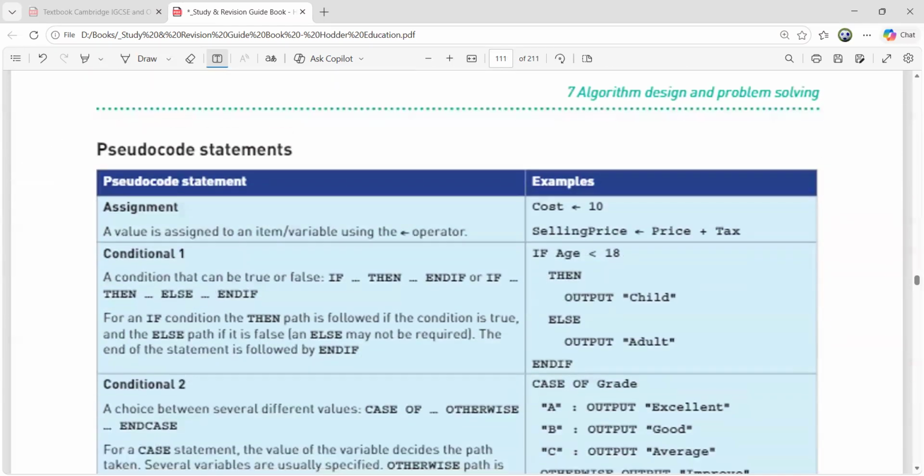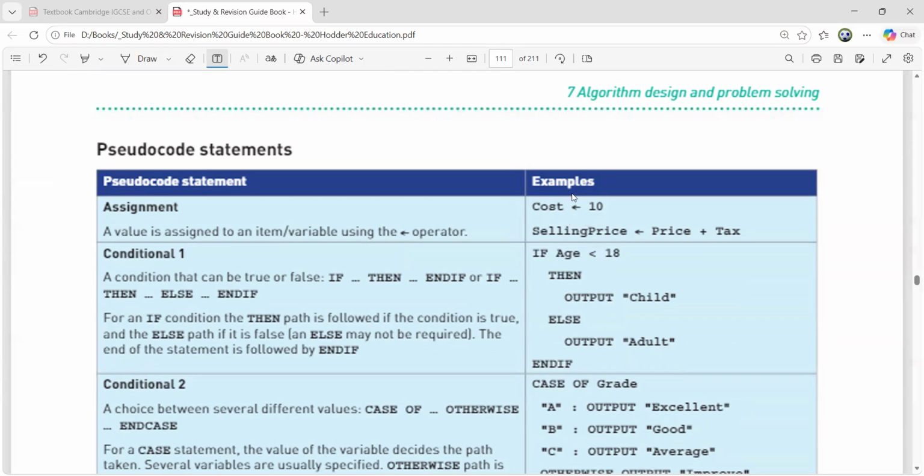Now moving to a few pseudocode statements. And through that, let's see how many of the pseudocode statements we can recall. Assignment. And remember, this is called the assignment operator. A value is assigned to an item or variable using the assignment operator. And please see for yourself that the assignment operator is always pointing towards the left-hand side for the variable. And there is only one variable written on the left-hand side.